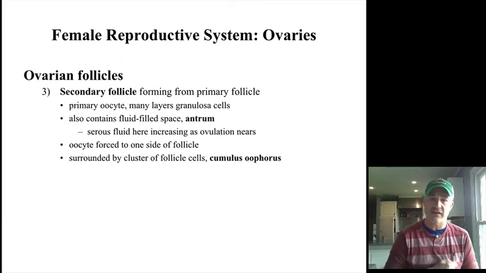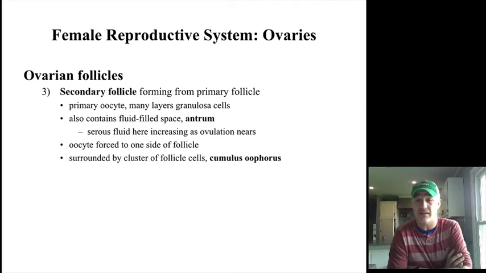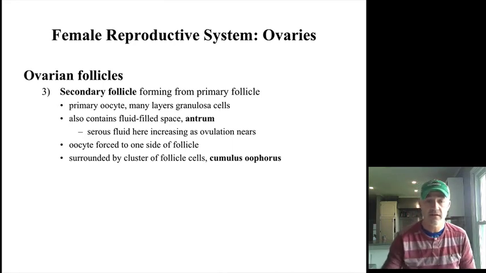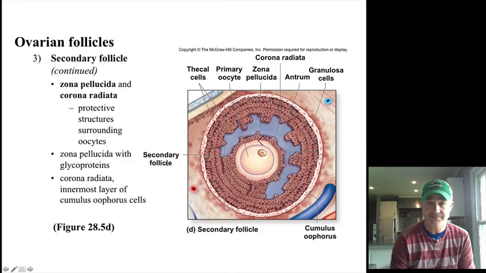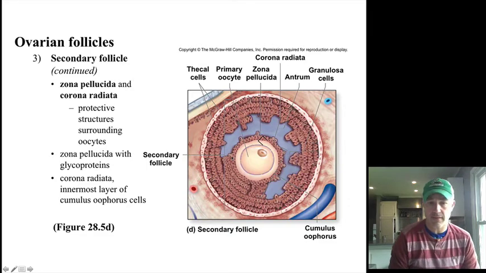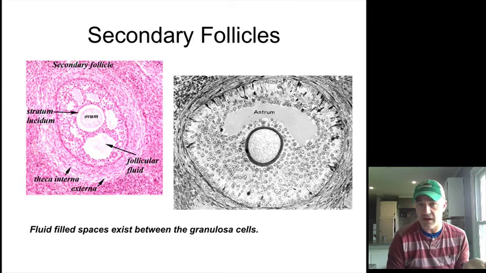Secondary follicles, what differentiates these ones? You get that primary oocyte with lots of layers of granulosa cells, but they now have a fluid-filled space called an antrum that is going to be starting to form here. This is going to force the oocyte to one side of the follicle, and we're going to see a group of cells called the cumulus oophorus, or the egg cloud basically here, surround that egg cell. So you can see it right here. Secondary follicle, the antrum has now formed. You can see this is the cumulus oophorus surrounding it. And that corona radiata is that innermost layer of those cells surrounding it. And so you can see a couple examples of the secondary follicles here.